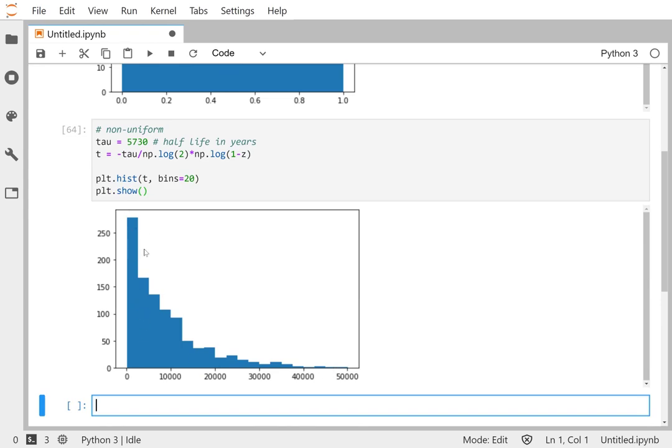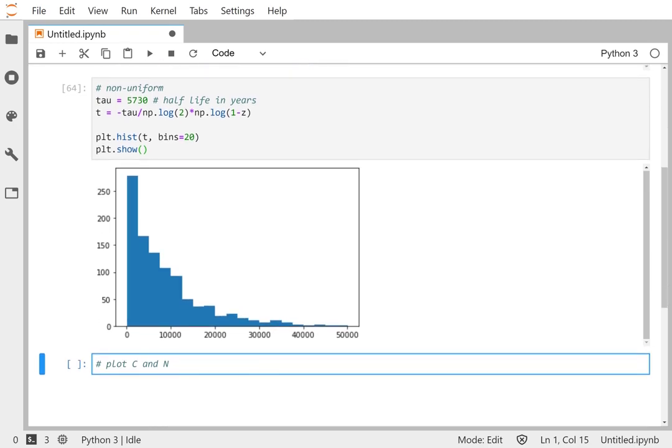So half of your sample is supposed to disappear in the first 5,730 years, but some will be left, and then in the next 5,730 years, half of what's left disappears, and then half of what's left, then half of what's left, and so on. So this distribution is decidedly not uniform. It's skewed towards smaller values. So now we can plot the carbon and the nitrogen as a function of time.